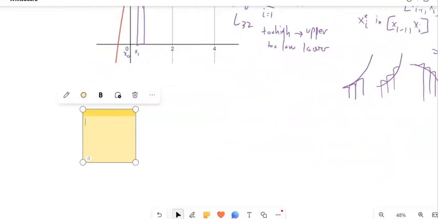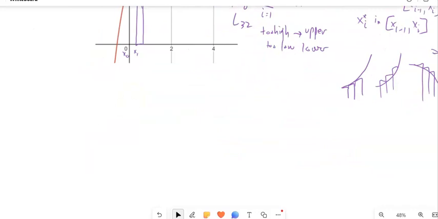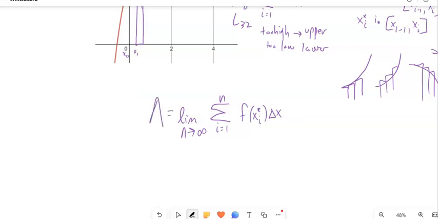If I let n get massively huge and then keep growing from there, I'm going to say the limit as n approaches infinity of the sum of the heights of the rectangles multiplied by the widths of the rectangles, that will actually equal the area. As n approaches infinity, this thing gets closer and closer to the actual area that's underneath that curve. It gets more and more accurate.